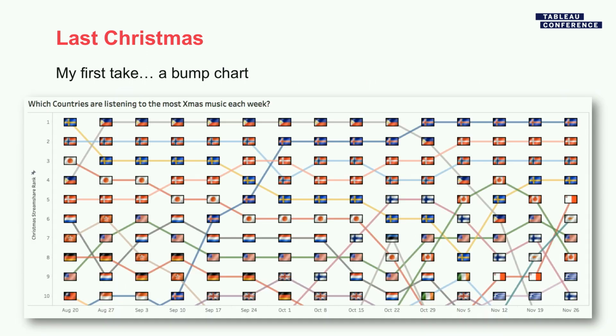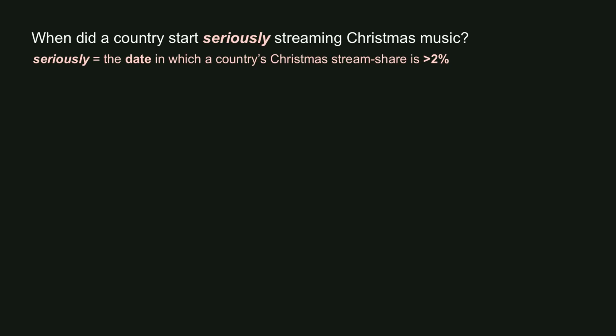We can probably make something look a little better, more intuitive for our users, or viewers on Tableau Public. And so my first take was the bump chart, where on every day I sort of rank which countries listen to the most Christmas music. And I was like, this is still a jumble of images, and it's not really conveying a story that I want to do. So I thought again about the question I was trying to answer, which was, when did a country start seriously streaming Christmas music?